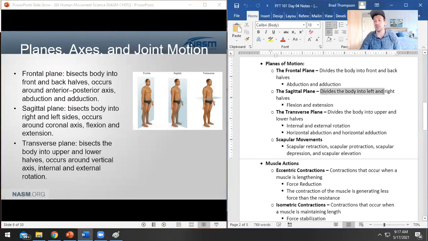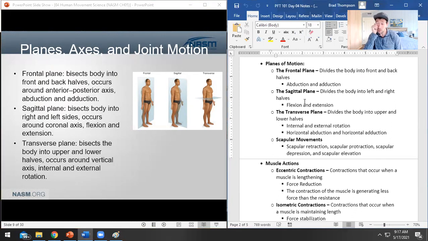The sagittal plane divides you into left and right halves. Good examples of this are any movement that would be considered flexion or any movement that is considered extension. Any version of flexion, whether it's elbow flexion, shoulder flexion, knee flexion, hip flexion, even ankle plantar flexion or ankle dorsiflexion, all of those movements occur in the sagittal plane.